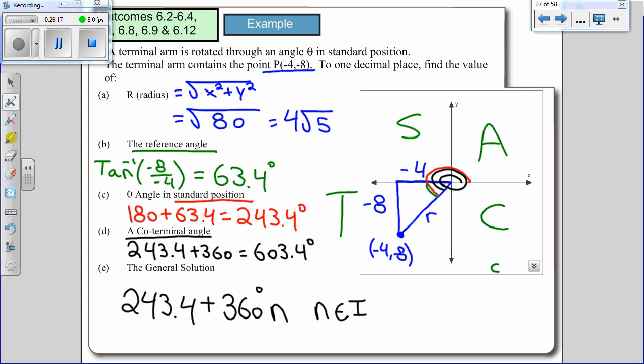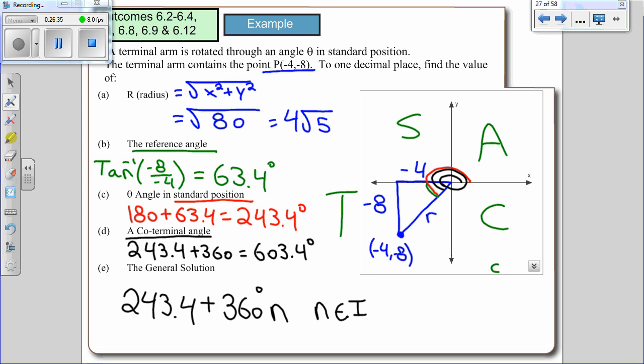Okay, now I'm going to loop back to coterminal angle, because there's another one. And there's a lot, right? We just talked about the infinite amount, but there's another way to do it. So I'm going to show you what I mean. I'm going to get rid of that black one, and I'm going to build another coterminal angle.